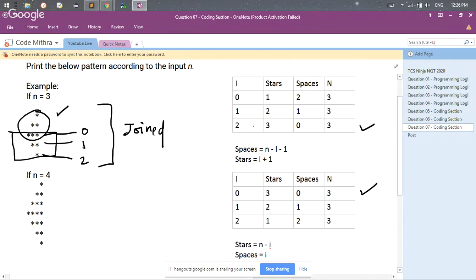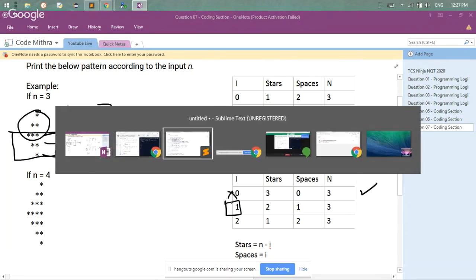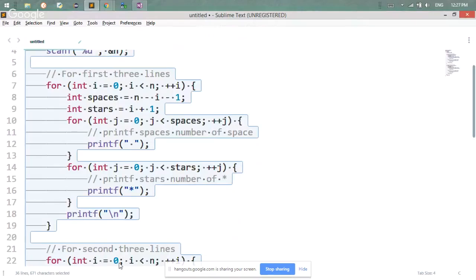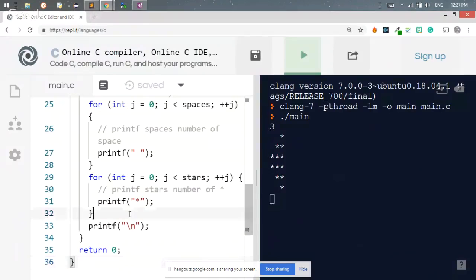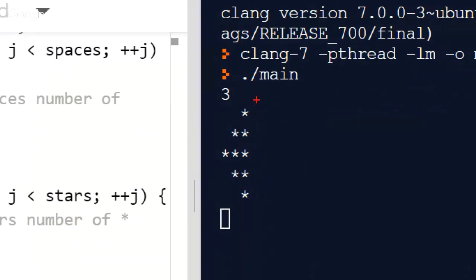So how do we avoid any one? Probably in the first loop we can avoid 2, or in the second loop we can avoid 0. So I'm going to follow the second one. I'm going to avoid this 0. That means I need to start I from 1. If I start I from 1, then I'm going to get it only one time. So if you run the code by saving it, then yes, you have got the required pattern.